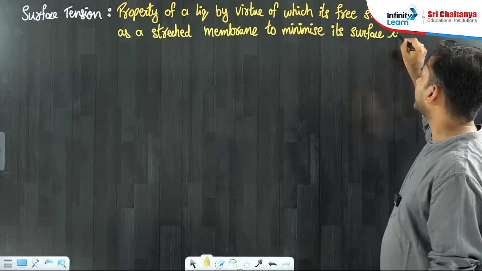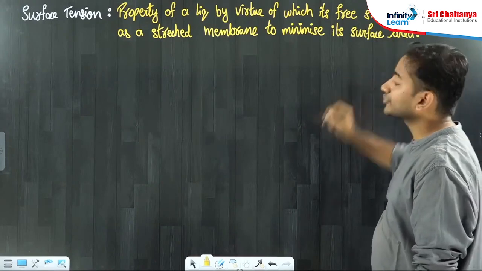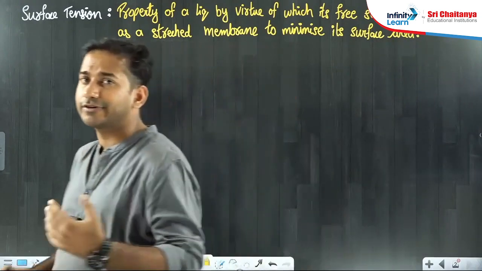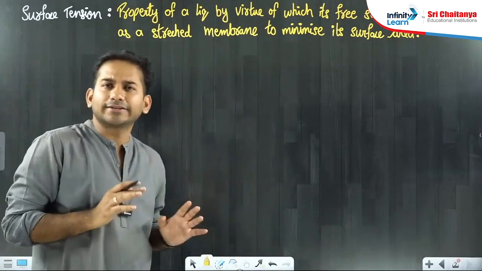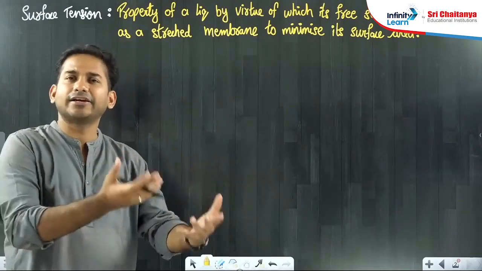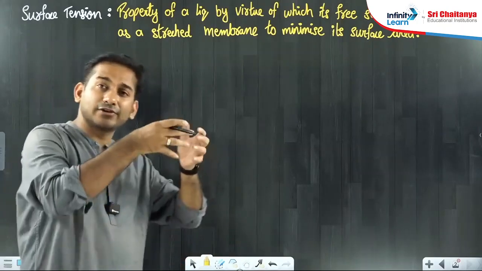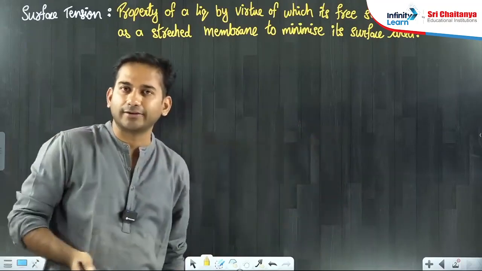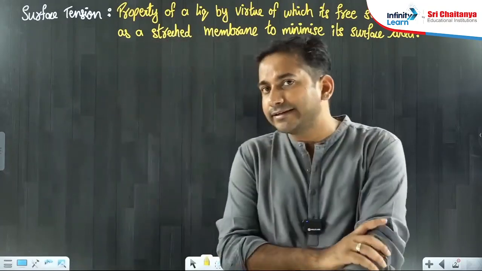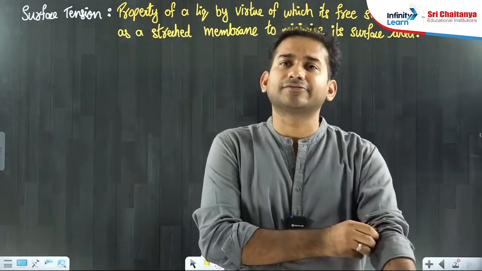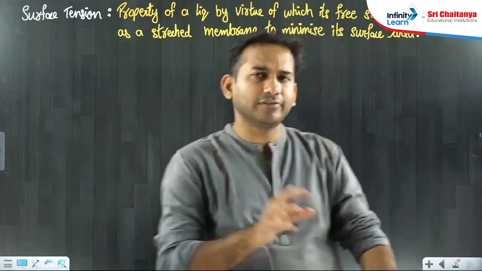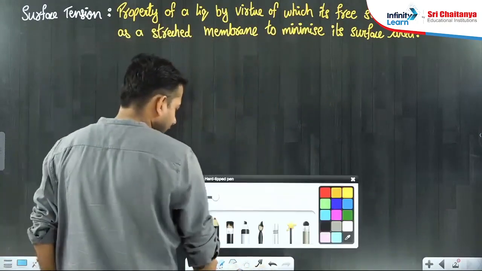This property of a liquid, a property of a real liquid, every liquid you see in day-to-day life is a real liquid only, because of which its free surface will always behave as a stretched membrane, so that there will be a tension created on the surface. And what is the need for it? We will talk about the cause of surface tension.